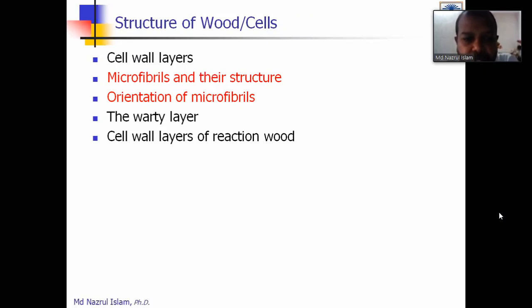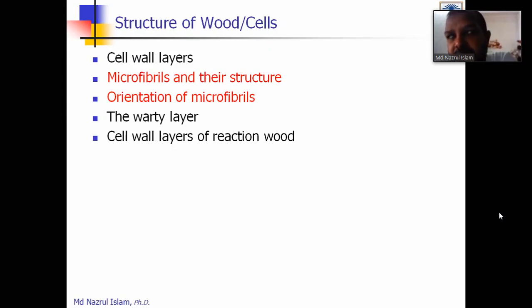So two more things we will discuss today: the microfibrils and their structure, and how they are oriented in the cell wall. You have some basic idea that we discussed in the last class, and you also mentioned it. But what you mentioned about the microfibril was not particularly 100% true. So try to understand what is microfibril, and what is their structure and how they are oriented.